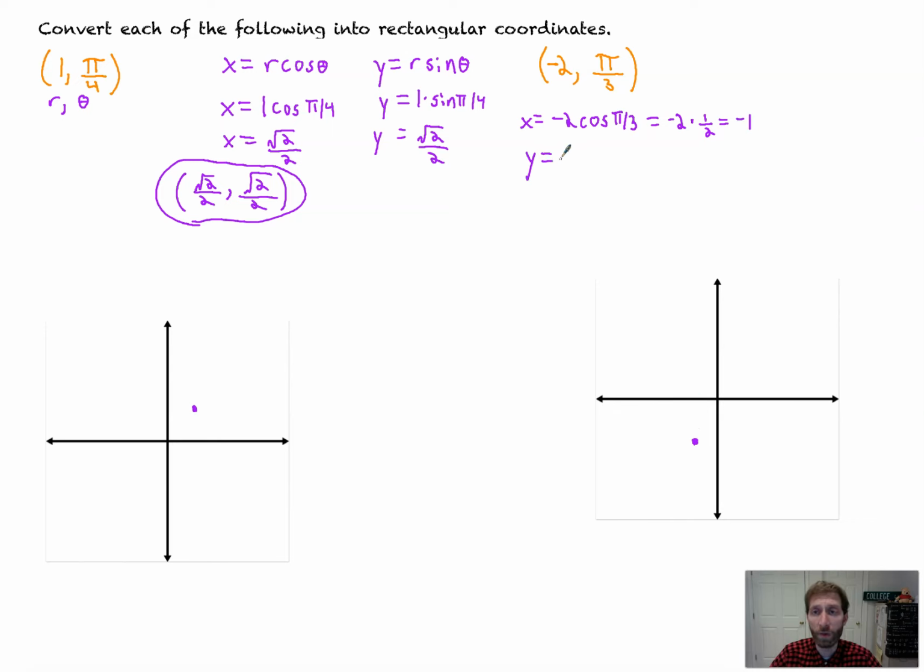And then y is equal to r sine of pi over 3, just using this. And so that's going to be negative 2 times root 3 over 2, which is equal to negative root 3. Sure enough, we're to the left 1, down root 3, so to the left, and then down more than we are over, which is exactly where that point is. So our point is going to be negative 1, negative root 3. And that's it. That is how you convert from polar to rectangular.